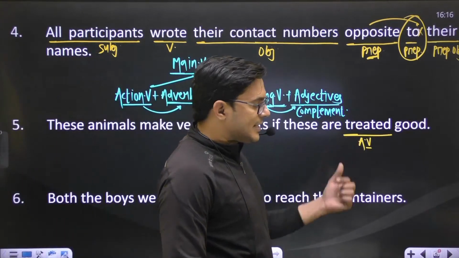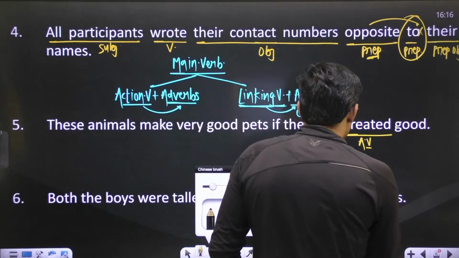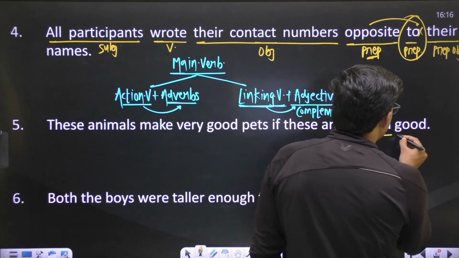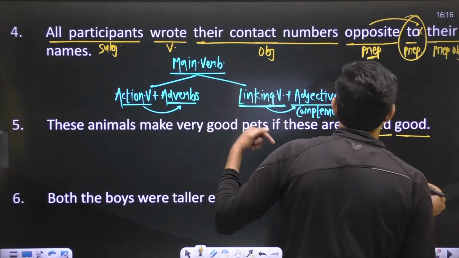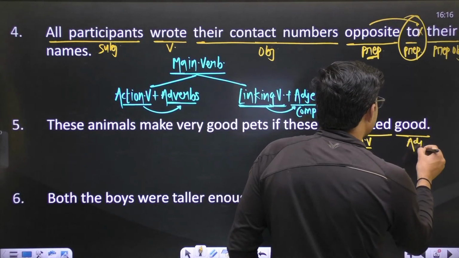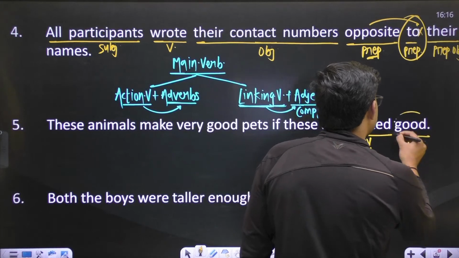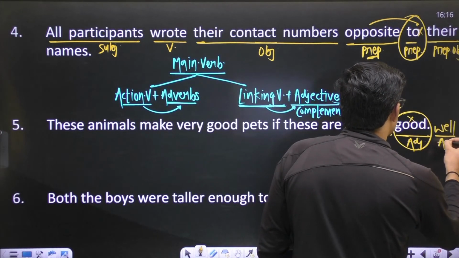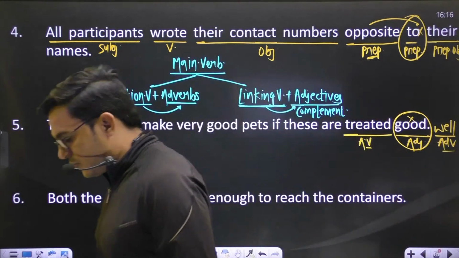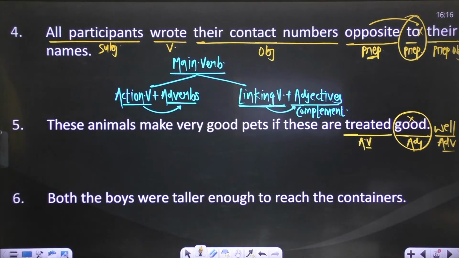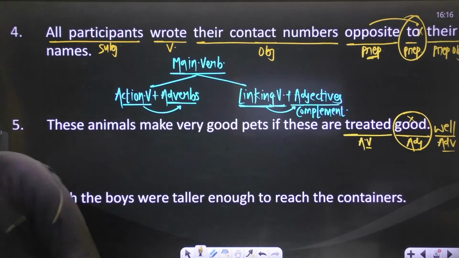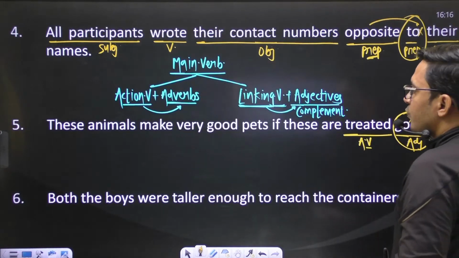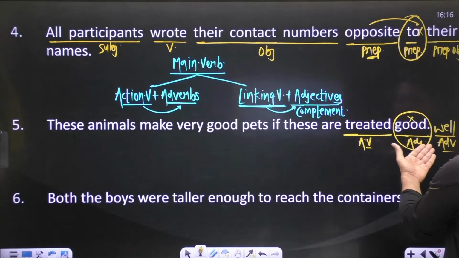If you apply it in the sentence, as I said, this verb treat is an action verb, and after an action verb we use what? Adverbs. But this word good is an adjective. So to make this word an adverb, you have to use the word well. The sentence will be fine now. The sentence will be like, these animals make very good pets if these are treated well.